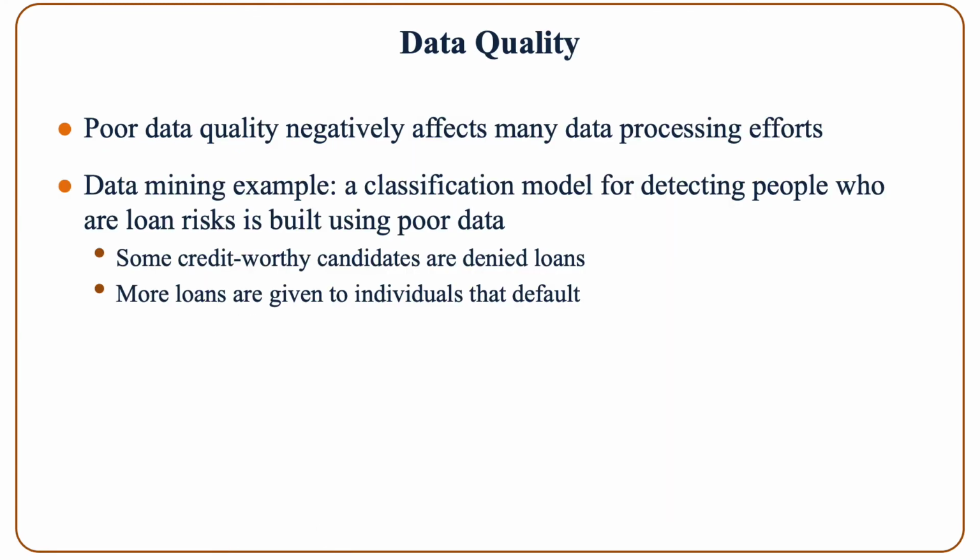Data quality is an important factor in modeling. If you have garbage in, you have garbage out. As an example, a classification model for detecting people who have loan risk is built using poor data. So as a result, some credit-worthy candidates are denied loans, and more loans are given to individuals that default.